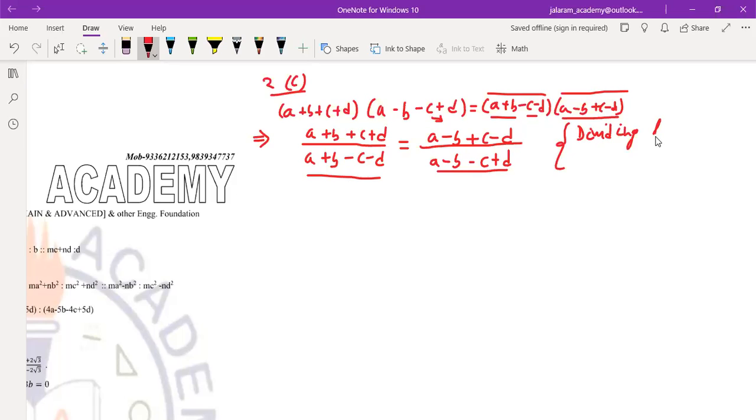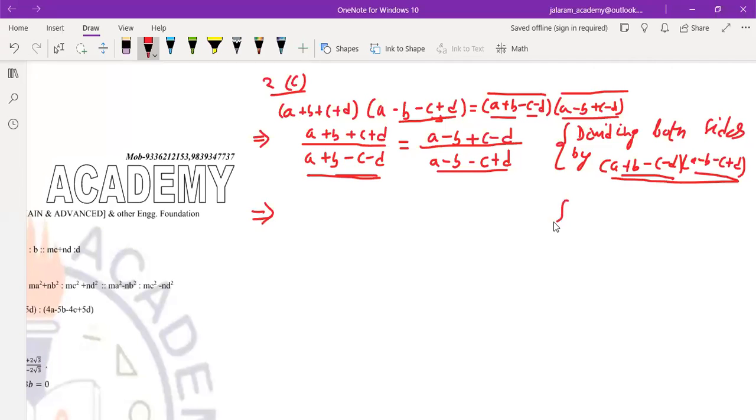Dividing both sides by (A + B - C - D)(A - B - C + D). When we divide the left hand side by this term, the numerator A minus B minus C plus D will be cancelled out, and in the denominator A plus B minus C minus D is left. And in the right hand side, if we divide by the same, A plus B minus C minus D will be cancelled out, and A minus B minus C plus D moves to the denominator.